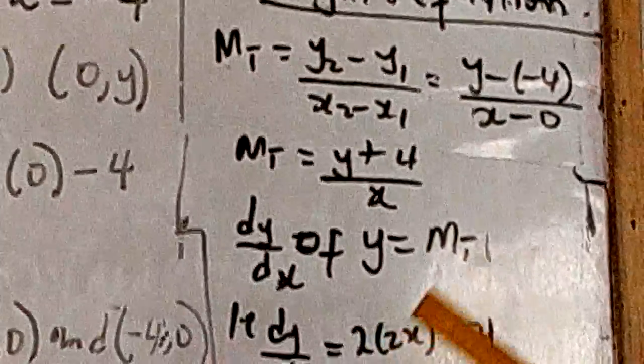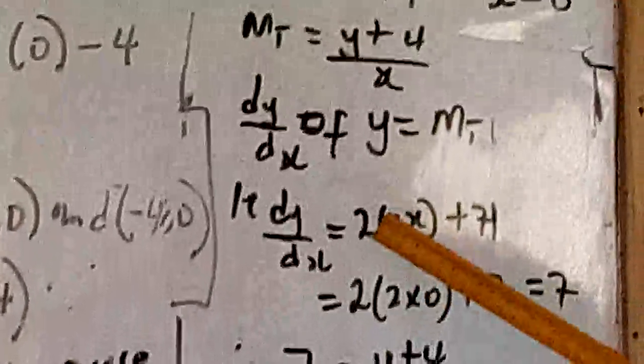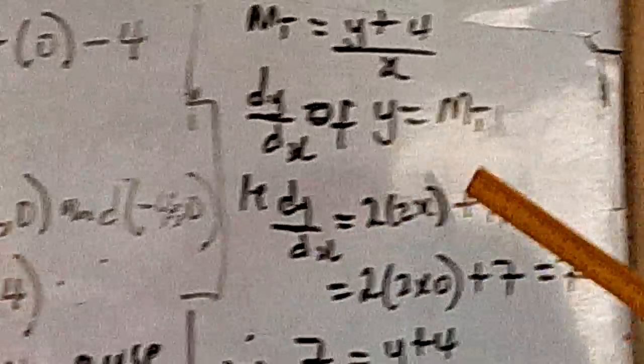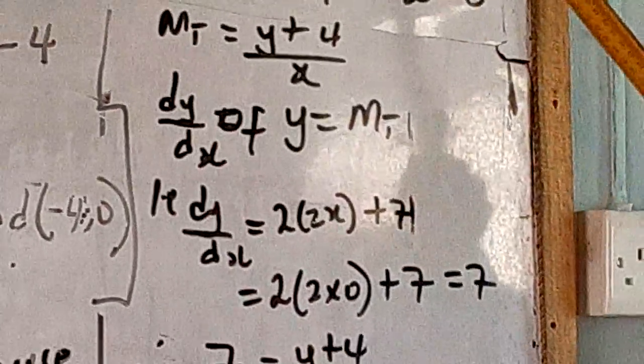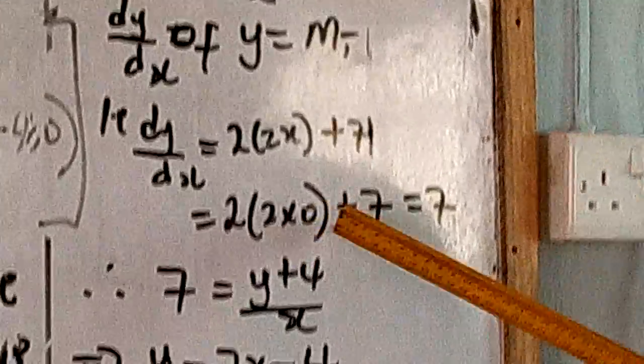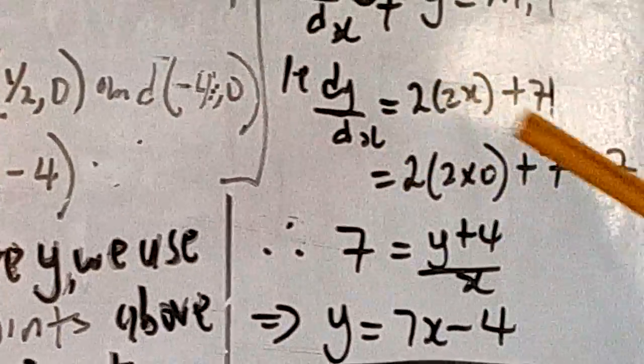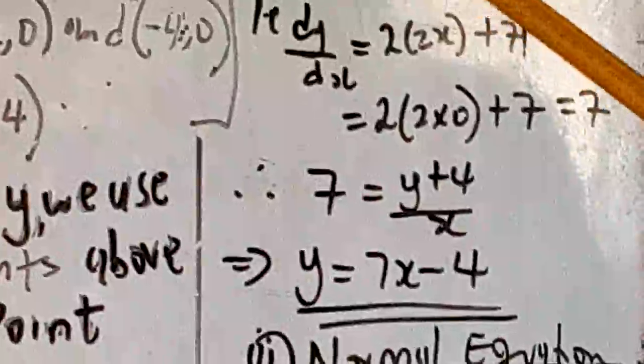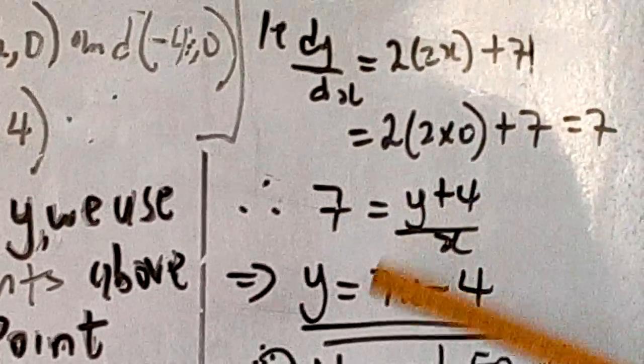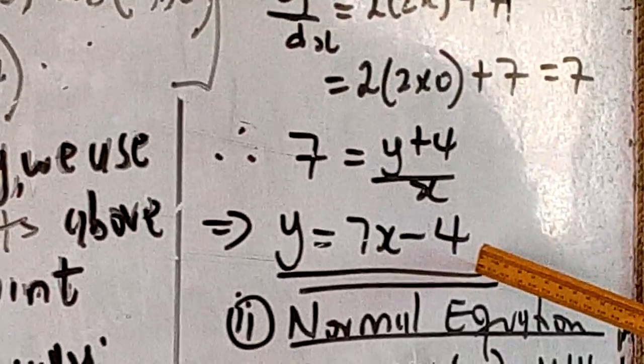Now, taking our dy/dx, which is 4x plus 7, at the point when x is 0, we substitute it. We discover that our dy/dx is 7. Therefore, the gradient of the tangent is 7. Cross multiplying, we have this as the equation of the tangent.